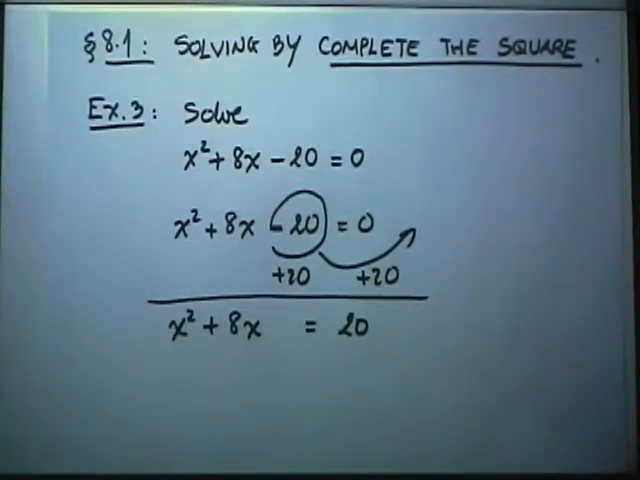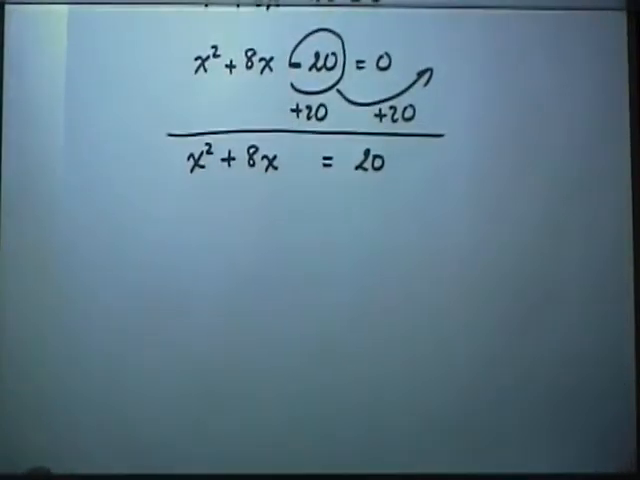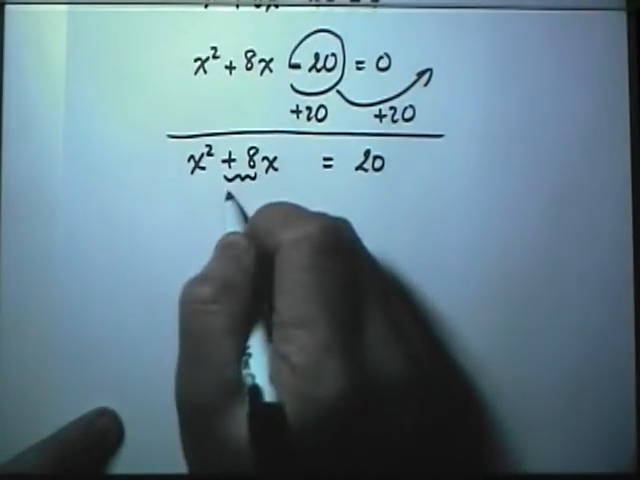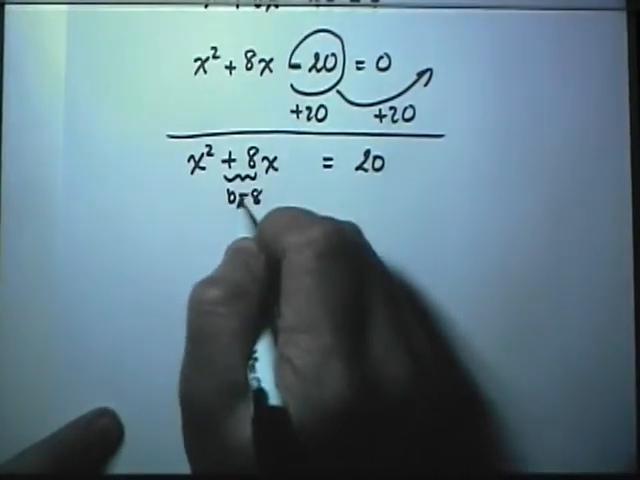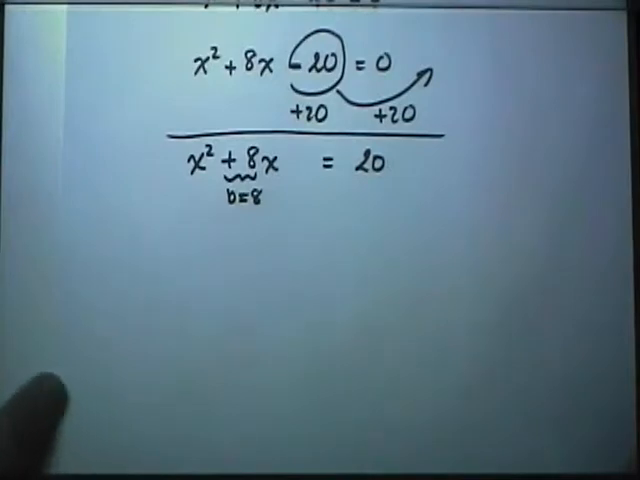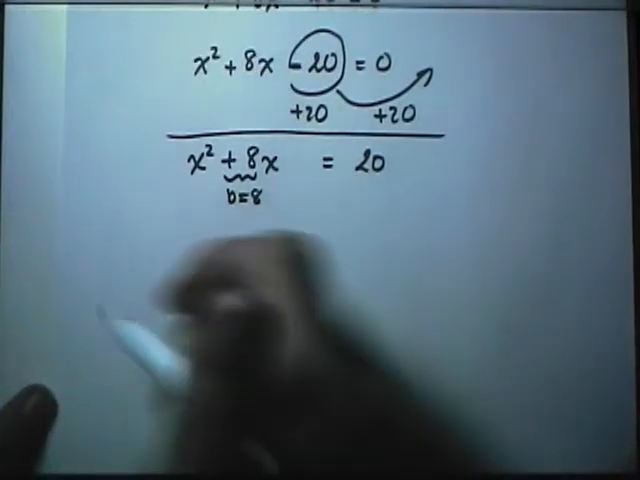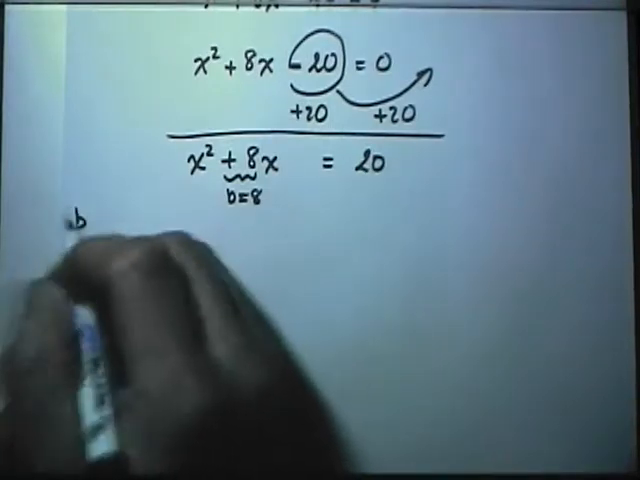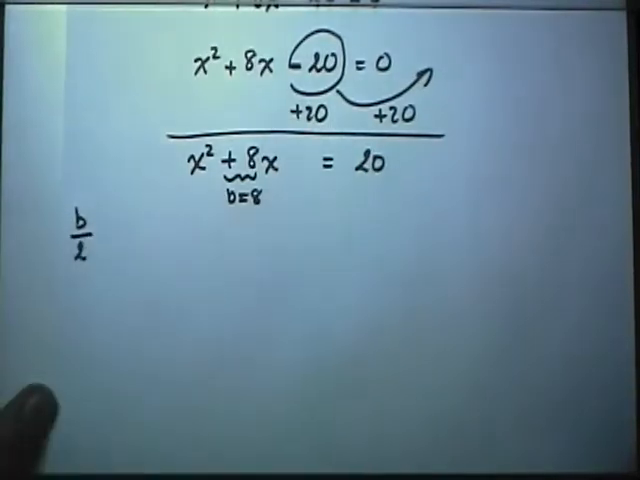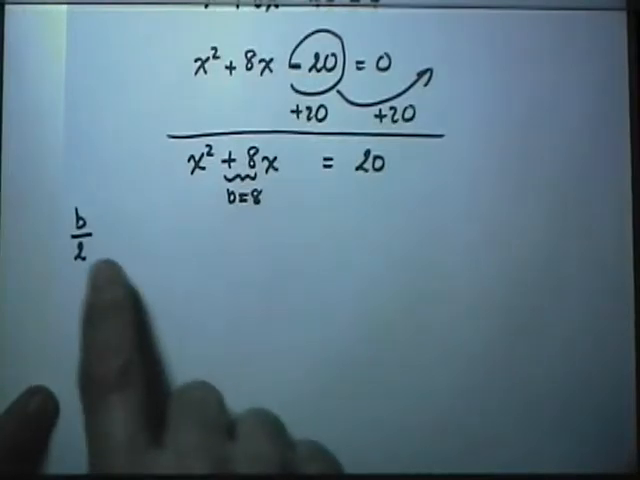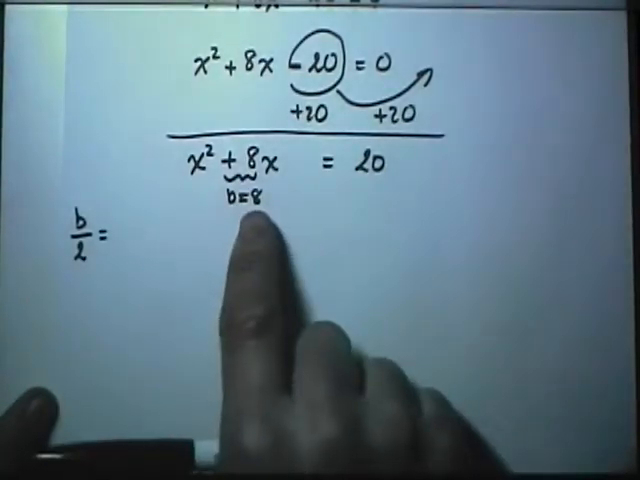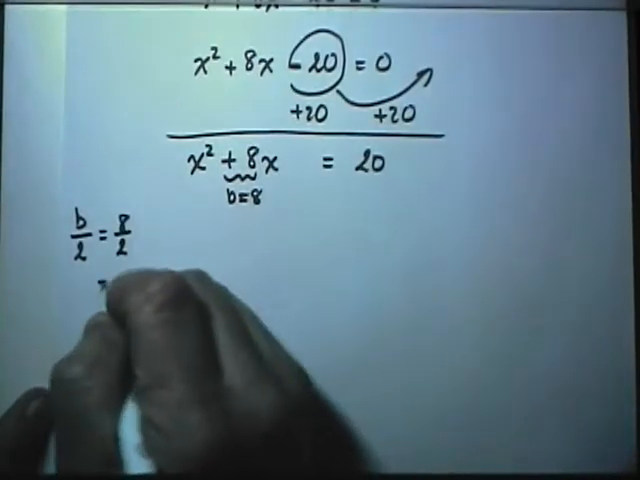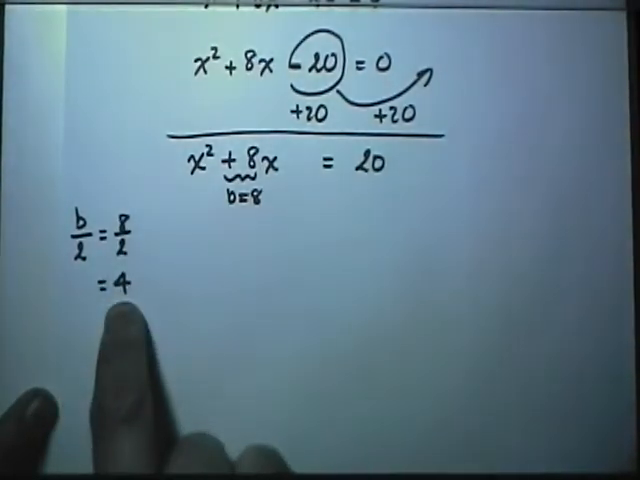Now in my next step, once again, my b value is a positive 8. B equals 8. Everybody see that clearly? So I have to do a little scratch work on the side here. I always need the quantity b over 2. My b over 2 this time is a positive 8 over 2, and that is going to be 4. So 4 is my quantity b over 2.